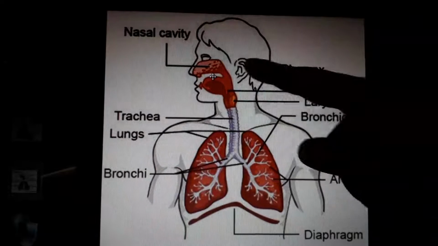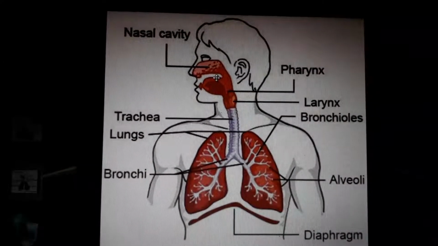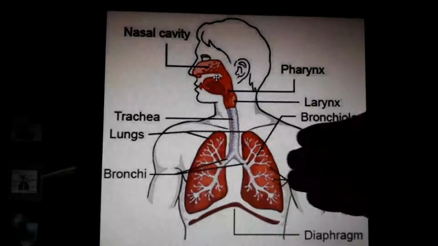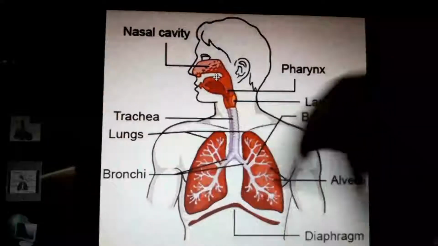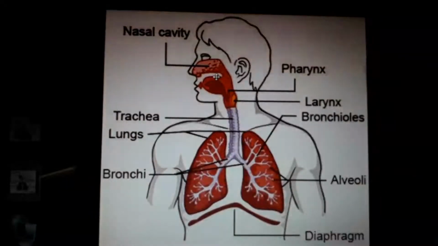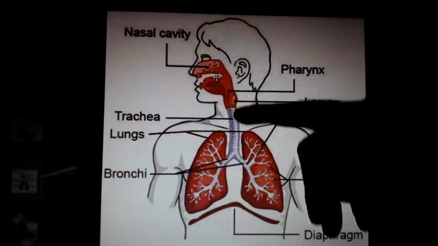But if there are this type of rings there, what will happen? It won't collapse. Collapse means it will come together. Understand? If it sticks together like a pipe, the oxygen won't flow freely. For that purpose, these types of rings are there. We will discuss that in the next slide, but see that shape.